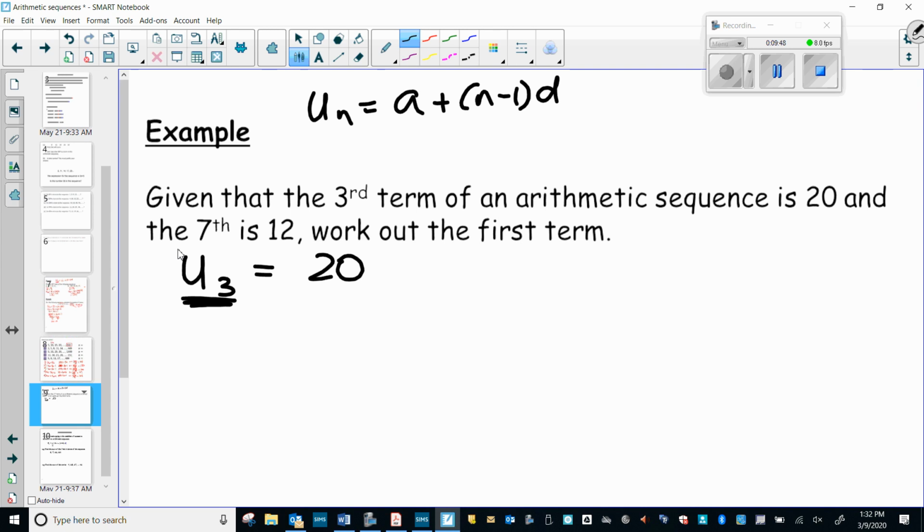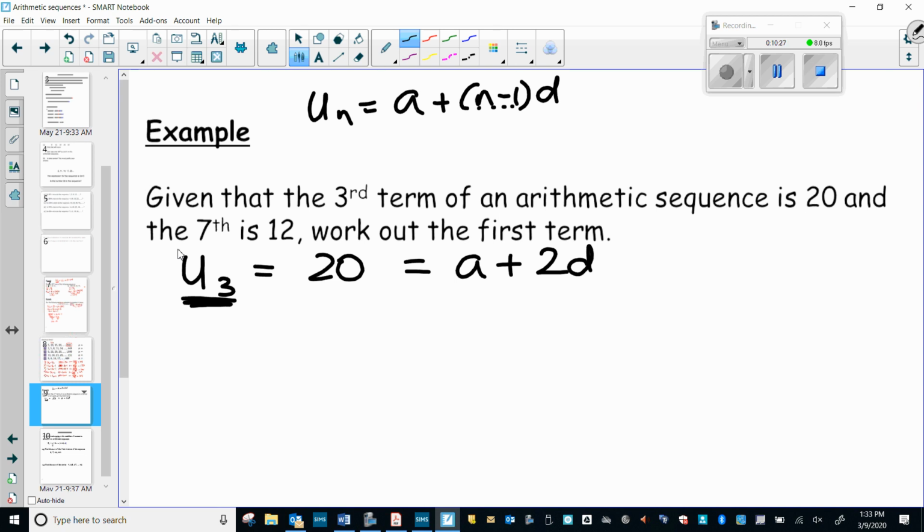Do we know a and d? No. But we do know n. So we know that 20 is equal to a plus 2d. Are you happy with that statement? It is the third term, so n is 3. That's the only thing we know. If n is 3, then this portion here would represent 2. So we could say that 20 is equal to a plus 2d, because n is 3 for the third term. You with me?